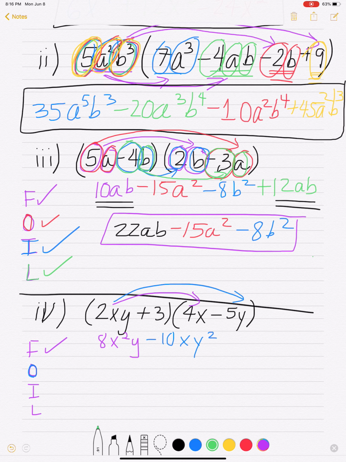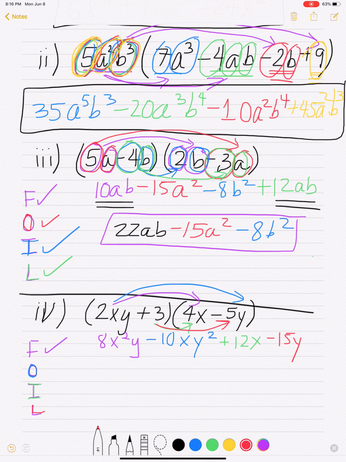Alright, then we want to do the inner terms. I'm going to do 3 times 4x. That's going to give me 12x. And then I want to do the last terms. I'll do those in red. The last terms are going to be what? 3 times negative 5y. 3 times negative 5 is negative 15, and then we got the y. So negative 15y.